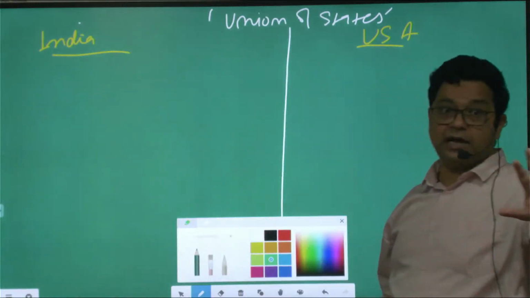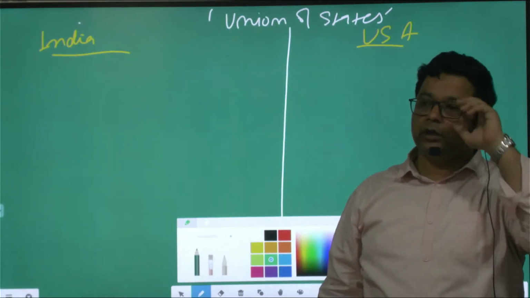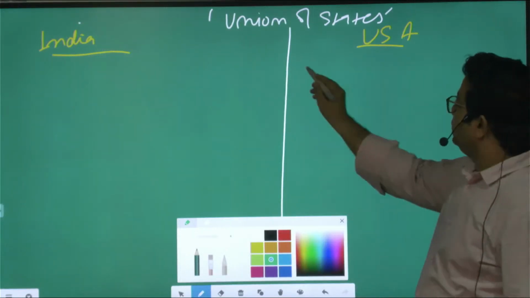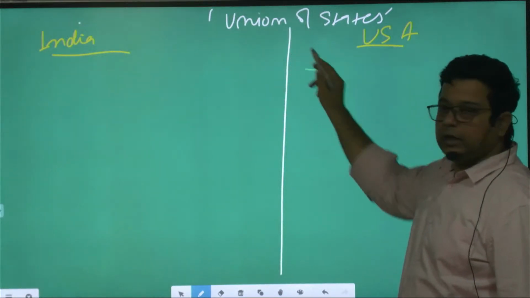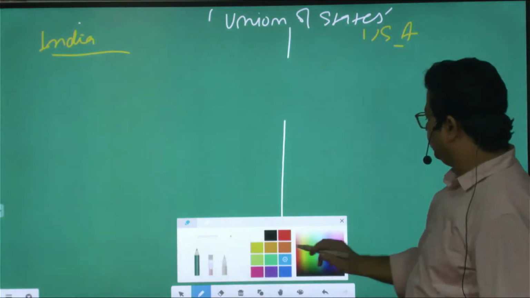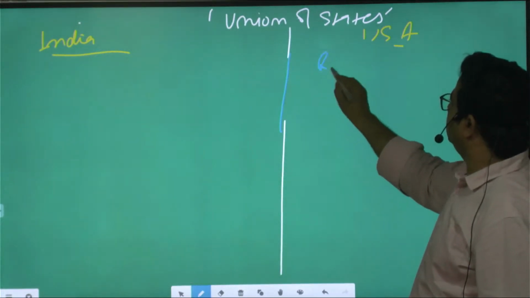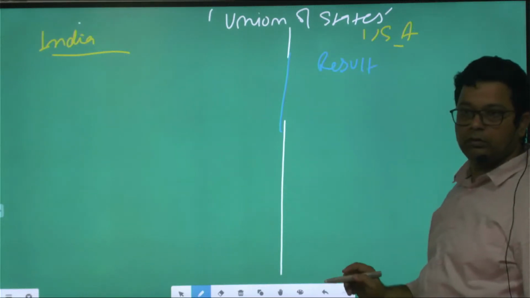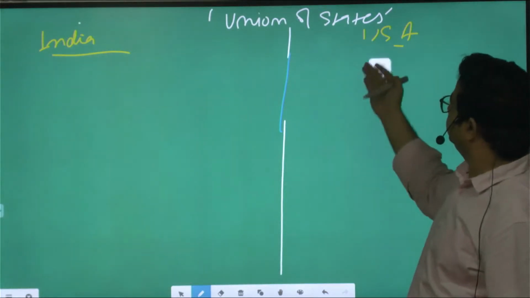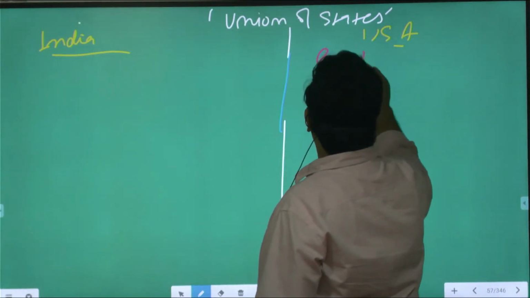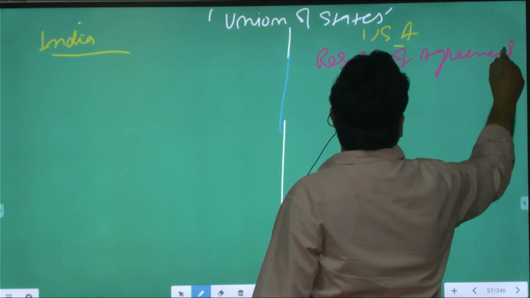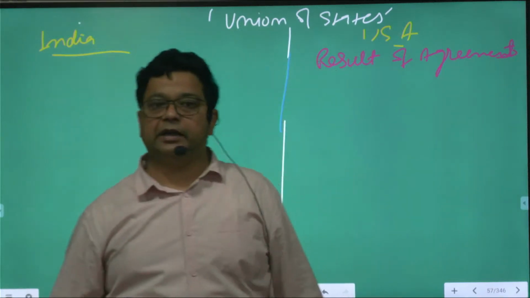Now, this has already been asked. You need to understand. When we talk about the Union of States in America, it means the union is a result of agreement. Is this visible? Or should I change the color? So the union in America is a result of agreement.